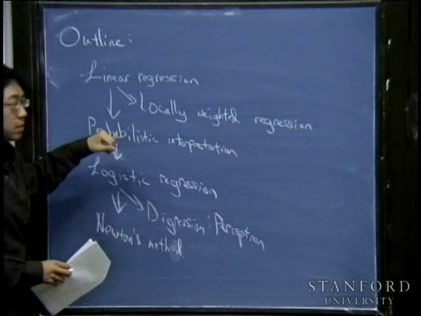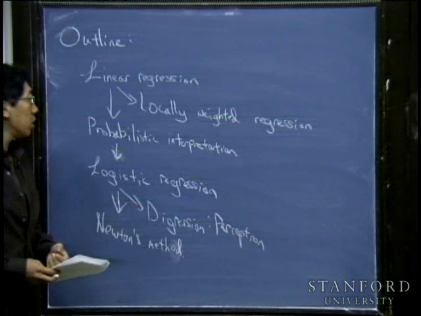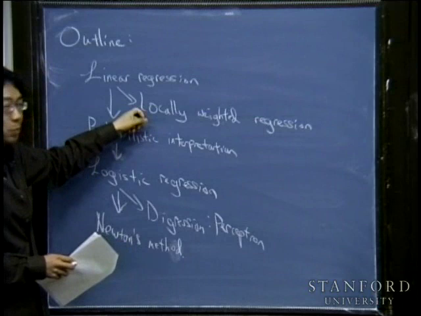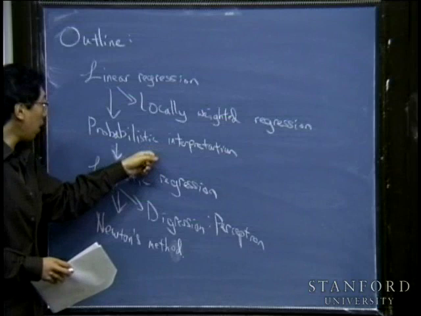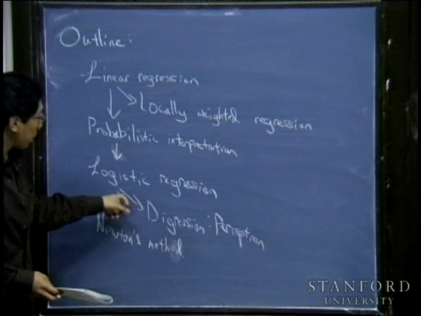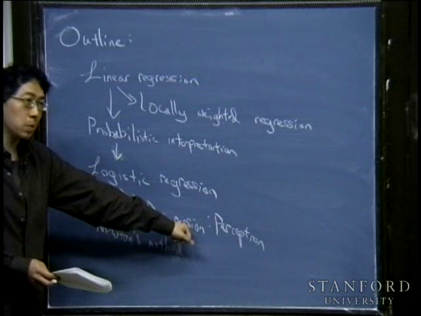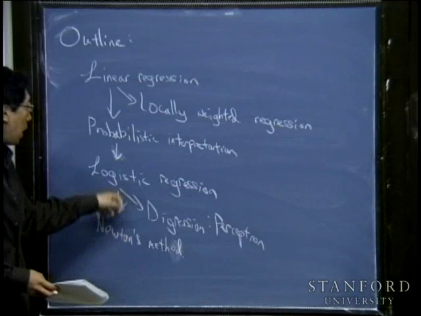In the last lecture, we talked about linear regression, and today I want to talk about an adaptation of that called locally weighted regression. It's actually a very powerful algorithm, and it's probably one of my former mentor's favorite machine learning algorithms. We'll then talk about the probabilistic interpretation of linear regression and use that to move on to our first classification algorithm, which is logistic regression. Then a brief digression to tell you about something called the perceptron algorithm, which we'll come back to later this quarter. And time allowing, I hope to get to Newton's method, which is an algorithm for fitting logistic regression models.